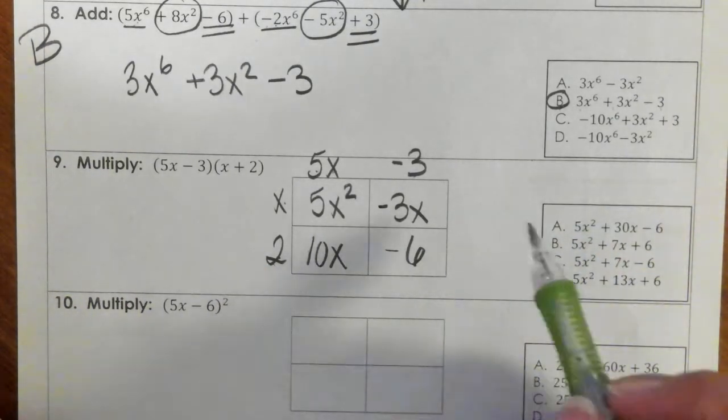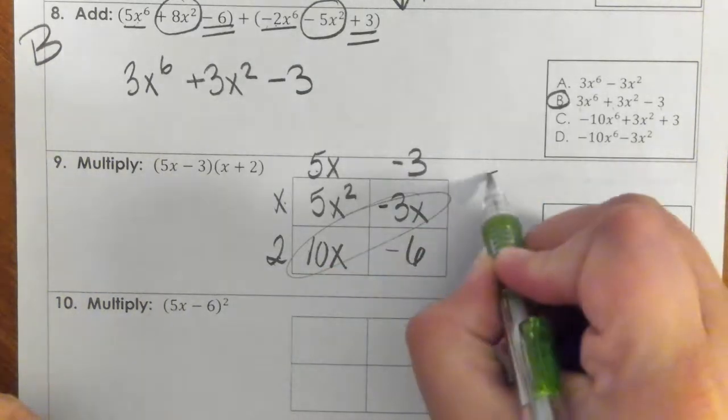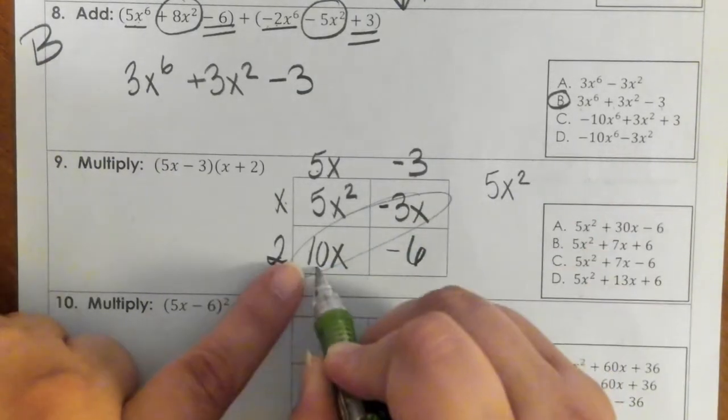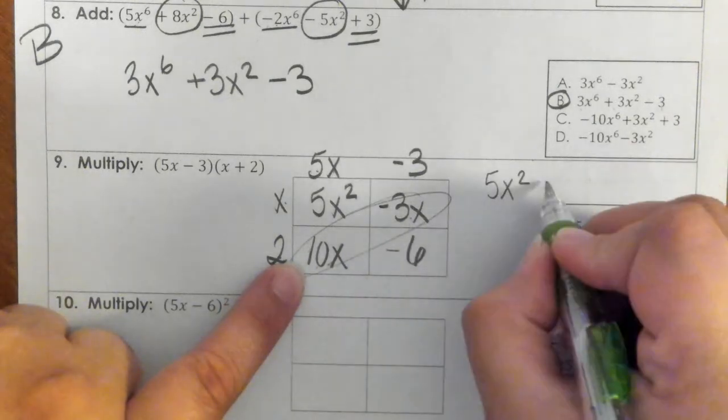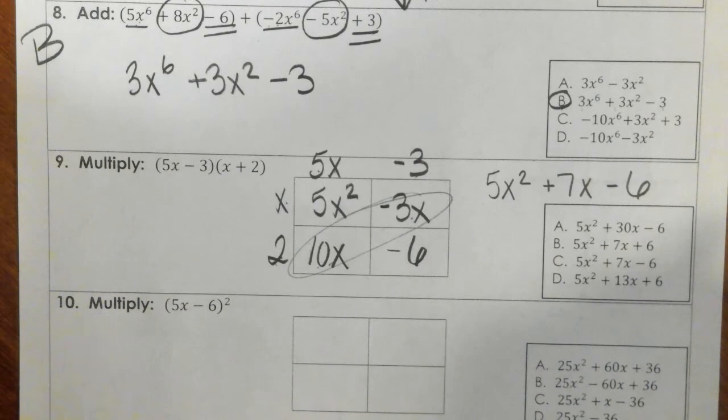I check the diagonal. Are they like terms? Yes. So I have 5x squared. 10 minus 3 is 7x. And then I bring down that minus 6. So that would be letter C.